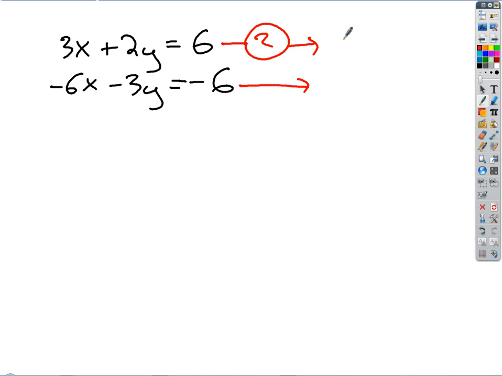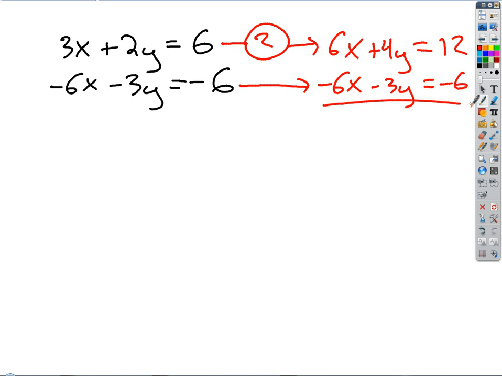I'm just gonna get 6x for the first term, second term 4y, and then the constant is 12. Agreed? Yeah. Bottom one we'll just leave alone. Just make a direct arrow over there. We're multiplying by 1. I don't even have to write that. It's remaining unchanged. So I get negative 6x minus 3y equals negative 6.